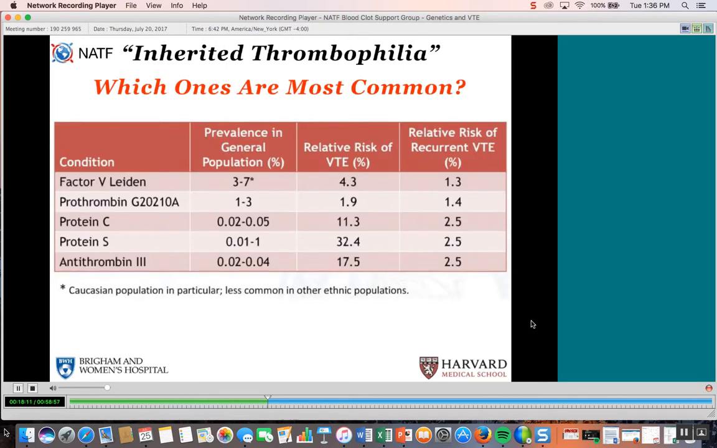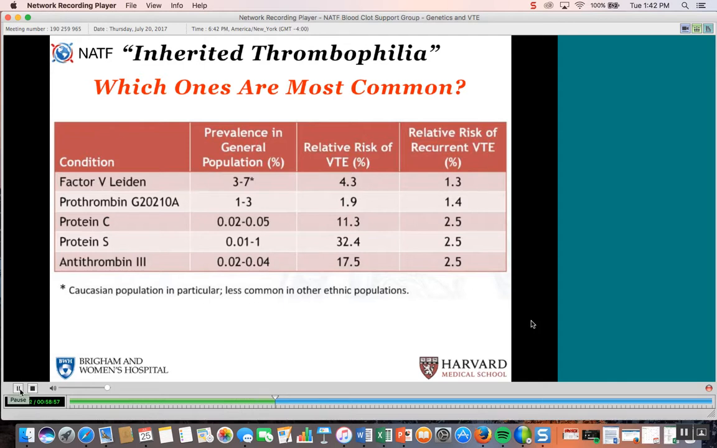So, which are the most common abnormalities? We can see here on the left column the condition, factor V Leiden. Leiden is a town in Holland where they discovered this genetic abnormality. And this genetic abnormality, we'll see later on, is one of the conditions that cause an activated protein C resistance, meaning the factor V that should be easily blocked by the activated protein C is not sensitive to that action.